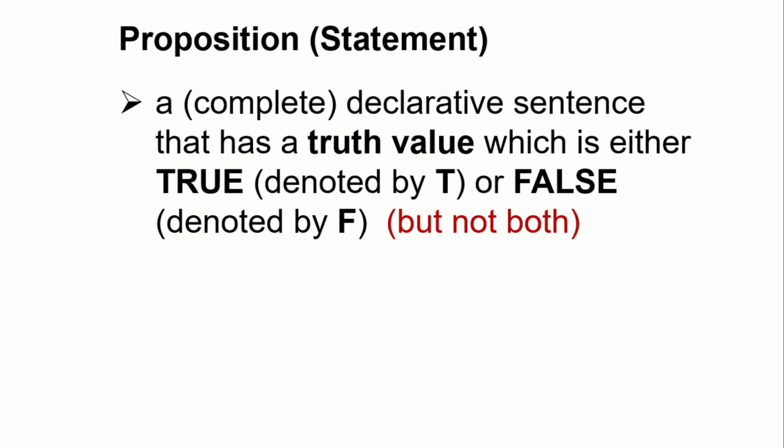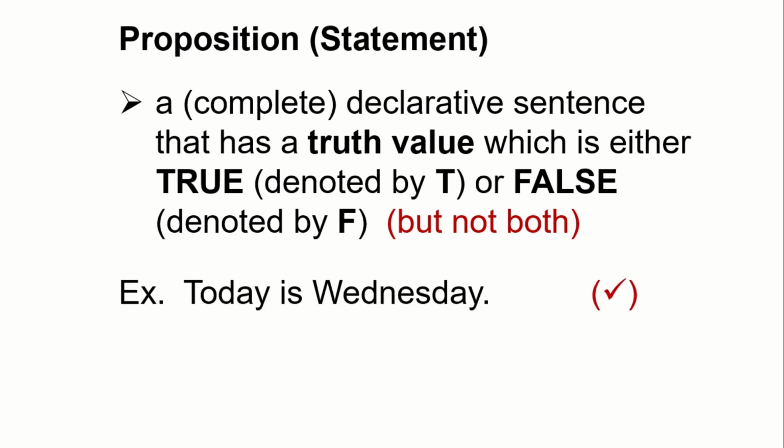So let's start with a proposition or a statement. It is a complete declarative sentence that has a truth value, which is either true, denoted by T, or false, denoted by F, but not both. So meaning, if it is a declarative sentence, it must have only one truth value. It depends. So if it's true, then it's true. If it's false, then it's false. But it can never be true and false at the same time.